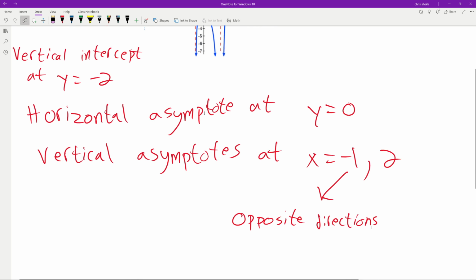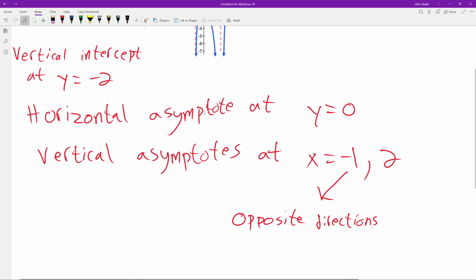And I have some kind of stretch factor A in front of this. In order to determine what that stretch factor is, I have to use this vertical intercept that I was given here. I have a vertical intercept at y equals -2. This means I have the point (0, -2) on my graph, or that f of 0 is equal to -2. So what I want to do is find f of 0 and solve for a, because I know what f of 0 should be.